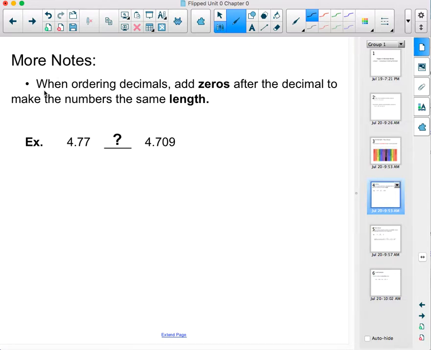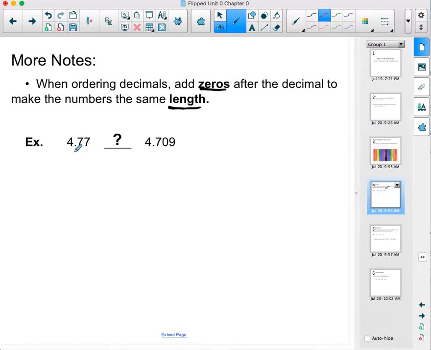More notes. It says, when ordering decimals, we are going to add zeros after the decimal to make the numbers the same length. Not only does it make them the same length, but it lines up their place values. So I'm going to show you two different ways to compare these two numbers. You can choose the way that you like, and I would stick with it. Be consistent so that you know how to do this all the time correctly, quickly, because this is an important skill for us to have.